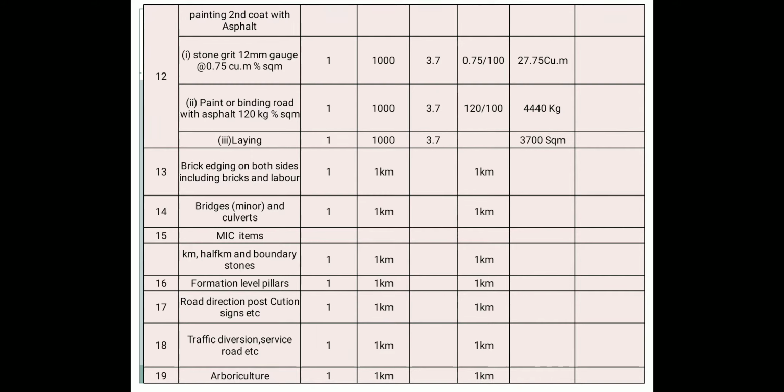Brick edging on both sides in brick on edge is 1 kilometer. Bridges and culverts is throughout 1 kilometer. Miscellaneous items for the stones and boundary stones throughout 1 kilometer. Formation level pillars 1 kilometer. Formation levels is 1. Road direction is 1. Traffic diversion is also throughout the 1 kilometer. And arboriculture is also throughout the 1 kilometer. So this is how we actually prepare the detailed estimate for the road.